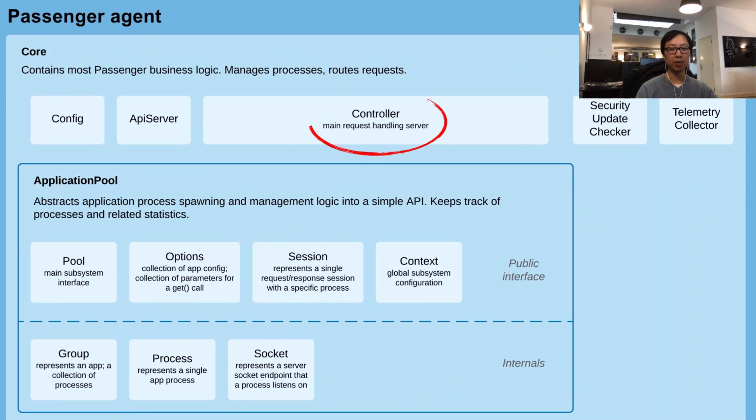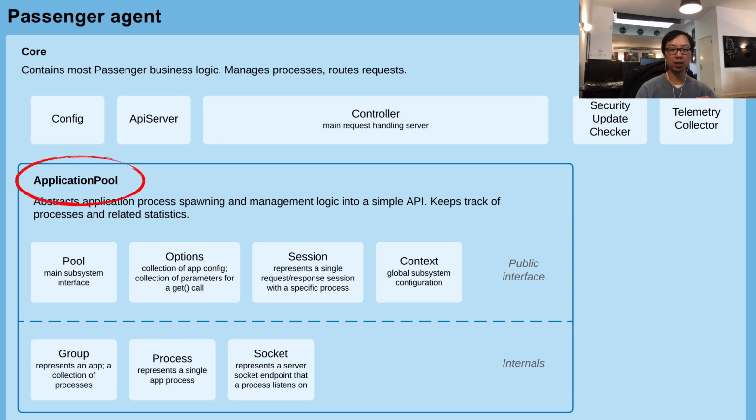The top layer's main component is the controller. This is passenger's main request handling server. All passenger-handled requests pass through this component. It parses the request, selects an application process to route a request to, then forwards the request there and writes the app's response back. The controller also performs things such as request body buffering and response caching.